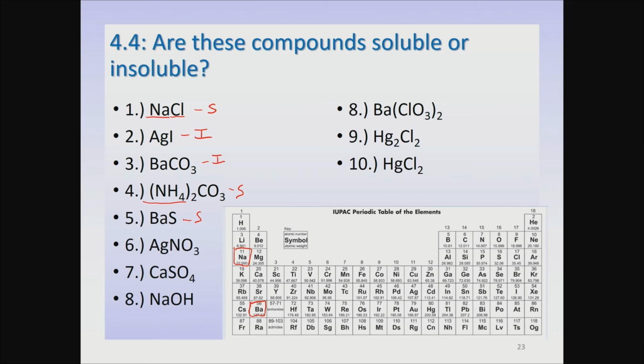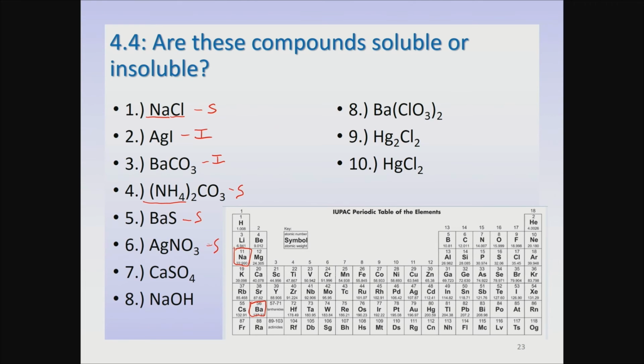Now with silver nitrate, nitrates are all soluble. So this is actually a soluble compound. You might be saying, well, wait a minute, I see silver there. Doesn't that make it insoluble? Well, that is true only if you have a sulfate or a bromine, chlorine, or iodine. If that is true, then yes, the silver would make it insoluble. But here we have silver bound to a nitrate, and nitrates are always soluble, okay?